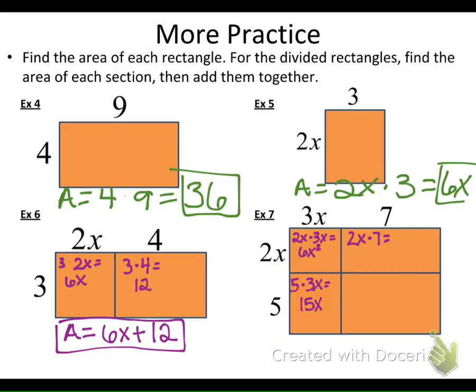My 2x times 7, what does that equal? Kelsey, what does that equal? 2x times 7. 14x. Good job. And then that last rectangle, what is my height? 5. What's my width? 7. And what does that equal? 35. Very good.